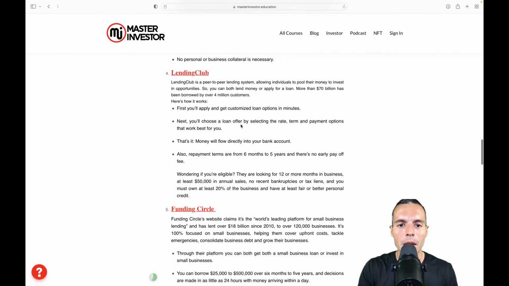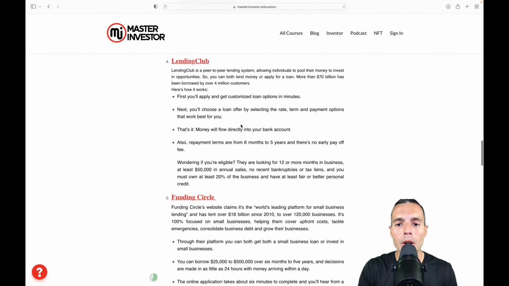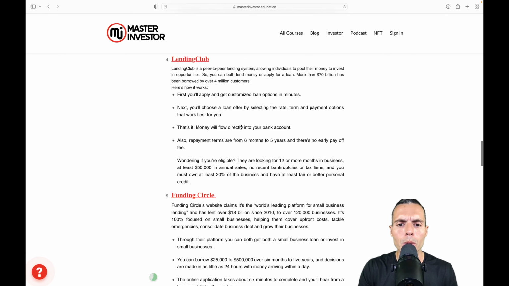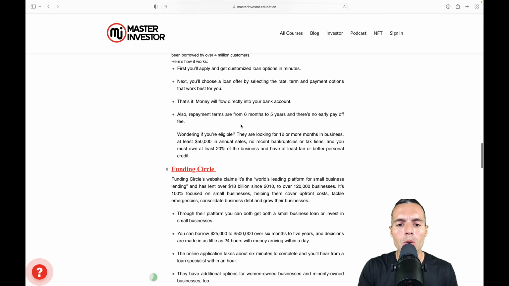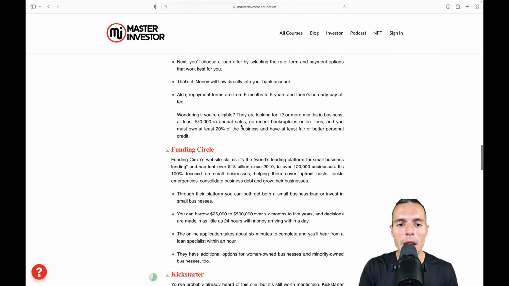Number 4, Lending Club. Lending Club is a peer-to-peer lending system allowing individuals to put their money to invest in opportunities. So you can both lend money or apply for a loan. More than $70 billion has been borrowed by over 4 million customers. Here's how it works. First, you apply and get customized loan options in minutes. Next, you will choose a loan offer by selecting the rate, term, and payment options that work best for you. That is it. Money will flow directly into your bank account. Also, repayment terms are from 6 months to 5 years, and there's no early payoff fee.